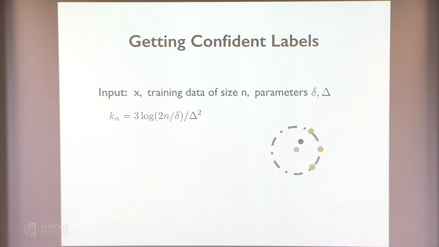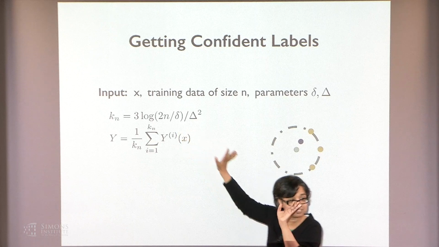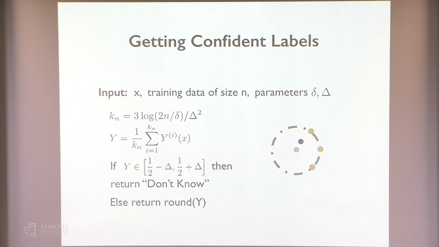So how do we get these confident labels? Here is how we are going to get them. Suppose you have an input x, a training data set of size n, and parameters little delta and big delta. You set kn to be 3 log(2n over delta) over delta squared. These are set to make the Chernoff bound work out, as you can probably tell. You look at that many neighbors of x and average them. If the average is between half minus delta and half plus delta, then you say I don't know, because you are too uncertain. Otherwise, you round this average and return it.